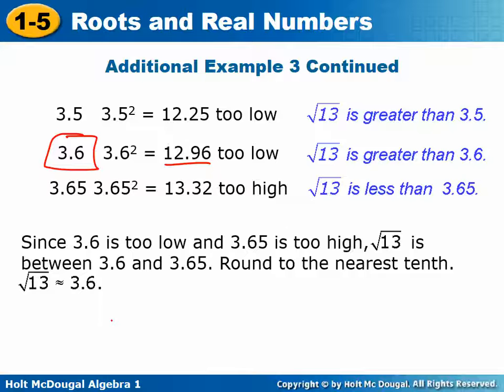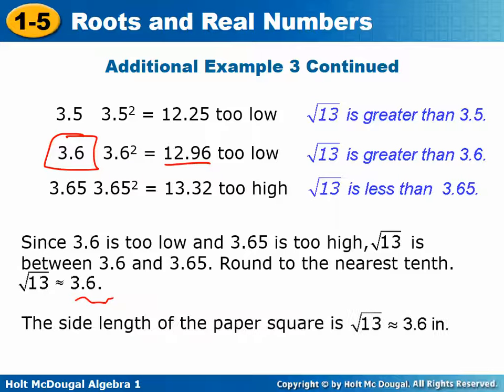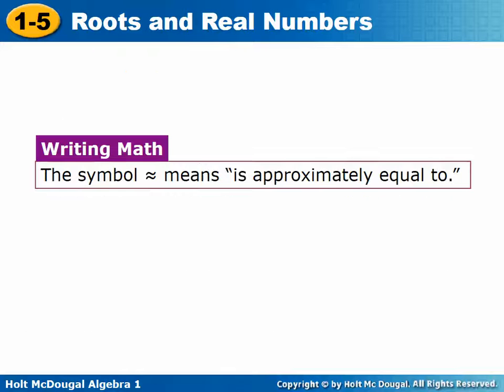She went even a little bit farther and said that if 3.6 is too low and 3.65 is too high, then it's in between there. Maybe it's 3.62, maybe it's 3.61, but she just said, all right, we're just going to go with 3.6. You can also check that by typing that into a calculator, hitting your square root key, and you should get a number close to that. And close to that is this symbol. It means approximately equal to. It's close to.